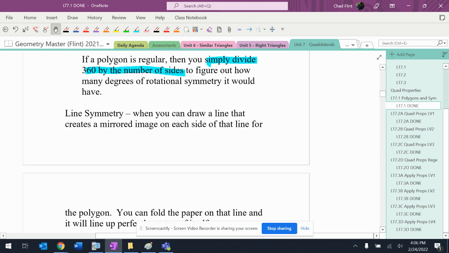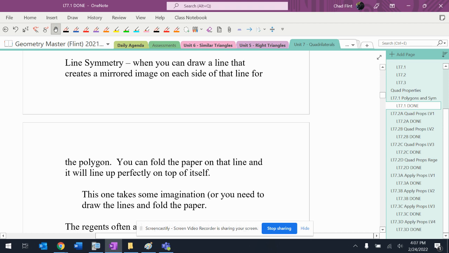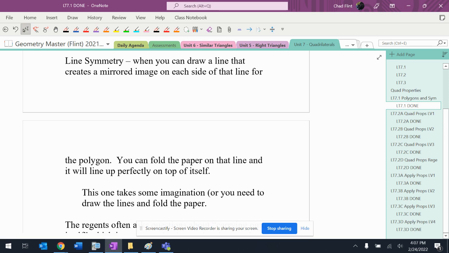Line symmetry is when you can draw a line that creates a mirrored image on each side of that line for the polygon. You can fold the paper and it would look exactly the same. So if I just take a square, for example, I can draw a line right through here that would create 2 mirrored sides. And if I folded it, they'd be right on top of each other.